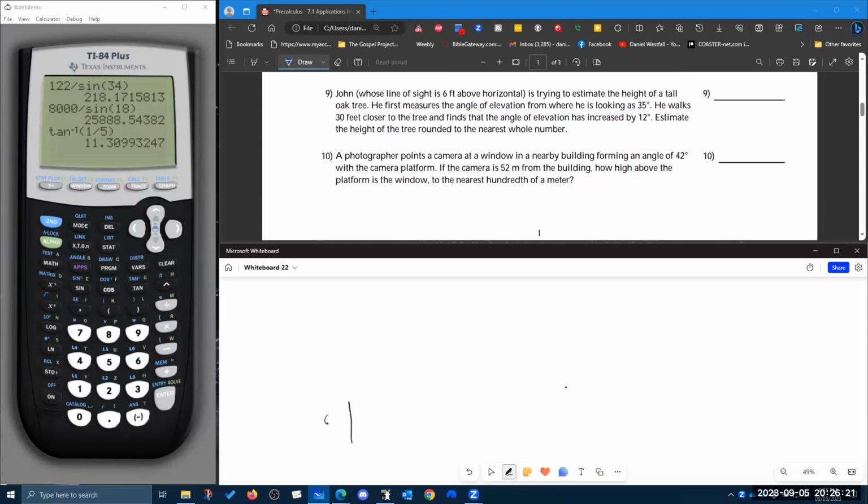John is about 6 feet tall. I'm just going to put John's eyes right there, his eye level. He is trying to estimate the height of a tall oak tree. So here's the oak tree. He first measures the angle of elevation from which he is looking, at 35 degrees. So that means that he's looking up here. This is position 1 for John. He's looking up 35 degrees there.